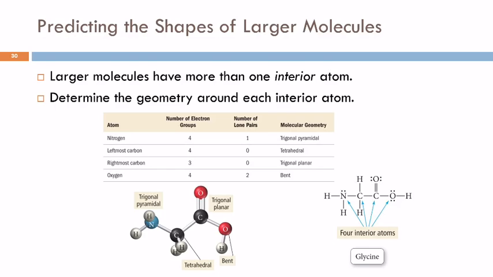How did you get the bend? I got the bent because there's 4 groups. That's a tetrahedral electron geometry, and then make 2 of them invisible. Oh, okay, and what's left is called bent. Any other questions?